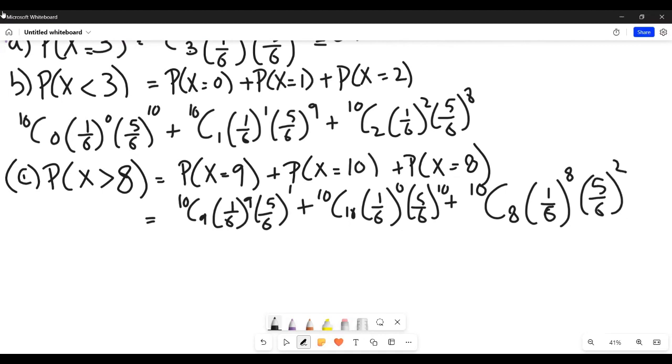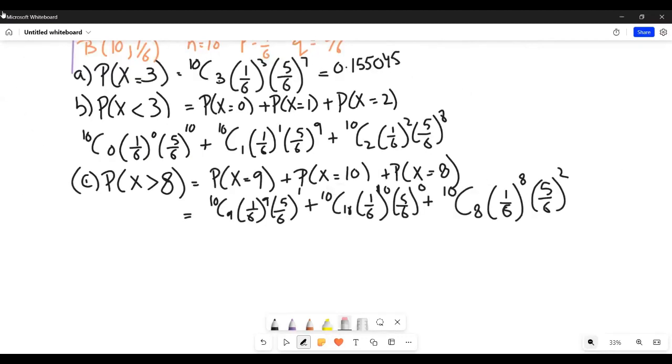I think I did something wrong here: here it was 9 and here it was 10, and here the difference is 0. It's nCr, then p power r and q power n minus r. Yes. So you find these 3 individual values and sum them.